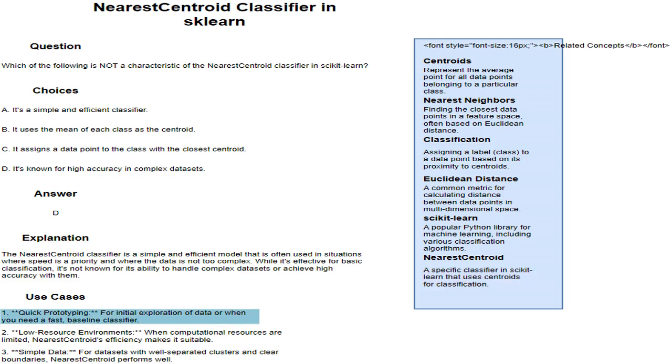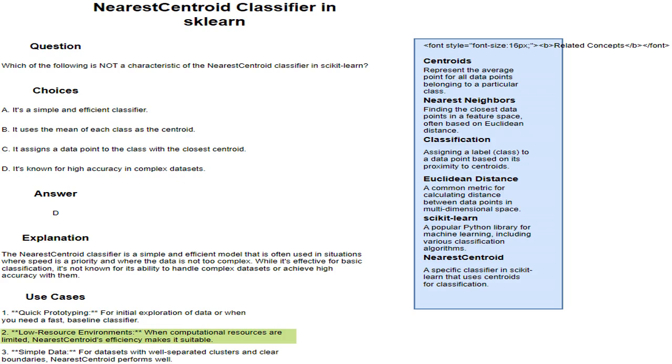1. Quick prototyping: for initial exploration of data or when you need a fast, baseline classifier. You want to quickly get a feel for the data before deploying more complex models. You can use nearest centroid as a simple classifier to get an initial understanding of the class separation in your dataset.